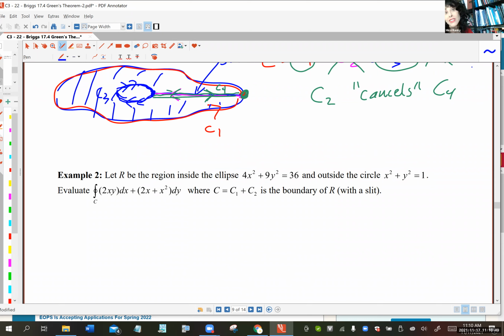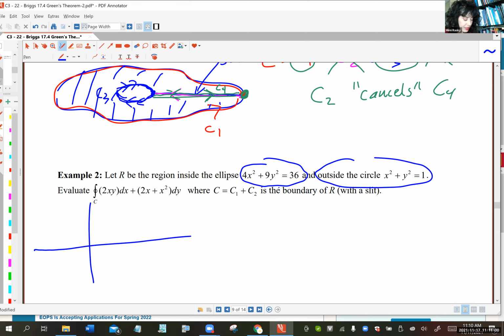How about your region has a hole in it? It's going to be inside this ellipse, but outside this circle. If I draw the region, that ellipse is the same ellipse that we had before, I believe, that had -3 and 3 as x-intercepts, and 2 and -2 as y-intercepts. And the circle is a unit circle centered at the origin. So that's just this little circle inside the ellipse like this.